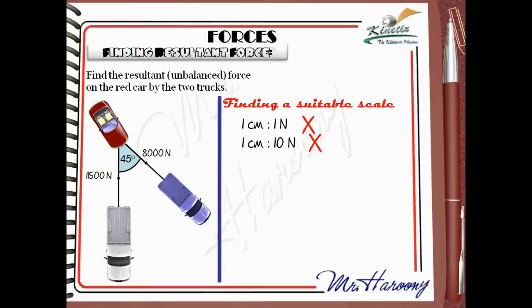A bigger scale is 1 centimeter to 100 newtons, and the same force will be an 80 centimeter line, which also is unsuitable. Choosing a scale of 1 centimeter to 1000 newtons will make the 8,000 newtons a line 8 centimeters long. This can be easily drawn on a normal paper. So our chosen scale will be 1 centimeter to 1000 newtons.